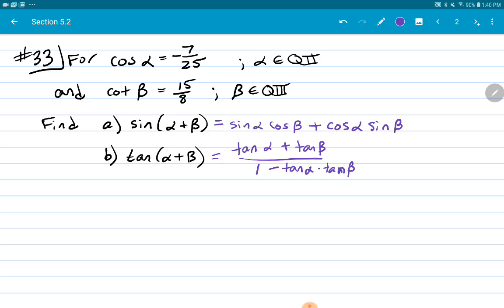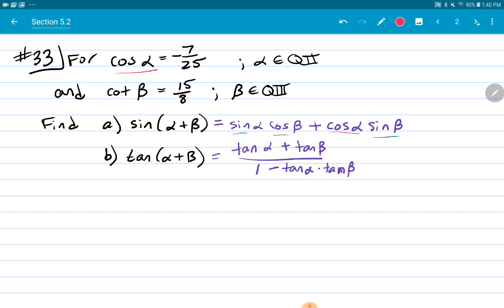Okay, so what we have so far, from what we need, we have cosine of alpha and we have cotangent of beta, which we don't directly need. So we do need to find all these other pieces: sine of alpha, cosine of beta, sine of beta, tangent of alpha, and tangent of beta. So we have to use these quadrants to help us build the triangles and find the missing pieces. So let's look at alpha first.